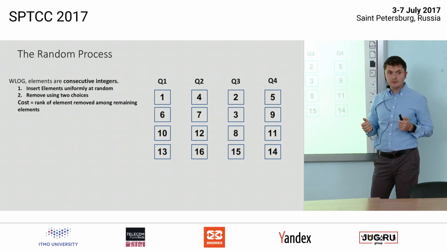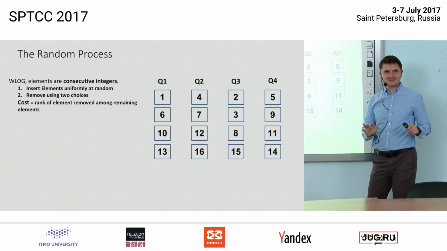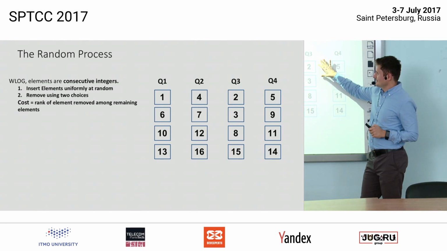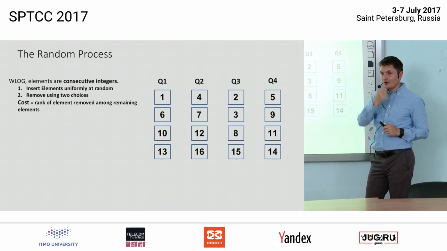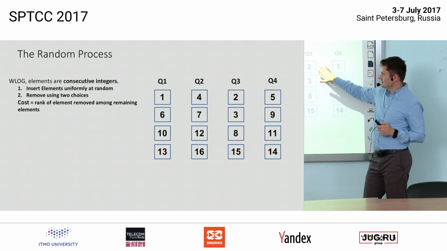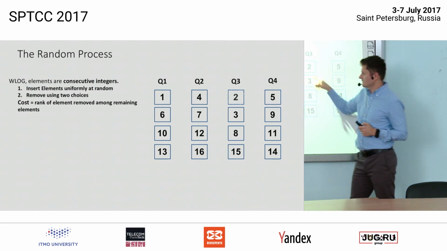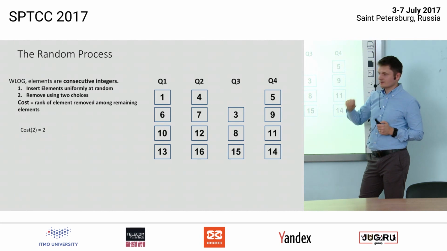Which one do I remove? 2. Everyone should know it's 2. So hopefully we all agree. If you don't think the element is 2, then we have a problem and we should solve it now. So the element I remove is 2. What is the cost of 2? It's 2, right? It's its rank among all the remaining elements, and there's 1 in there, so its rank is 2. So the cost of 2 is 2.